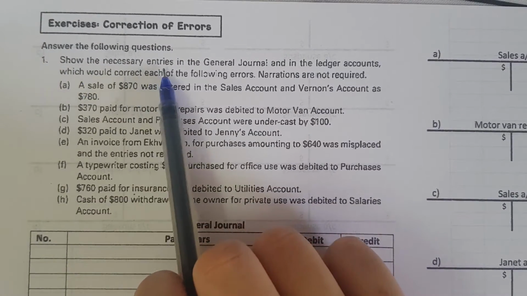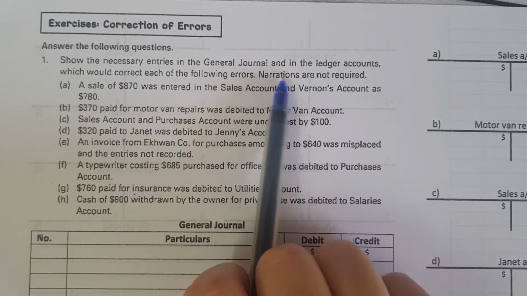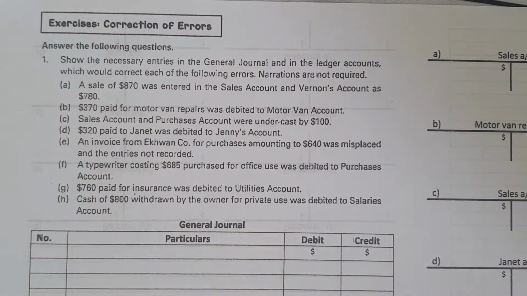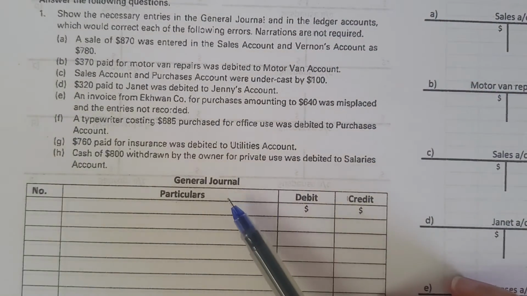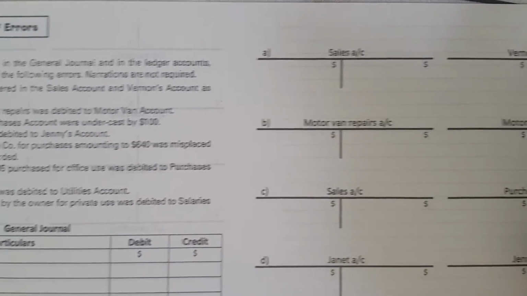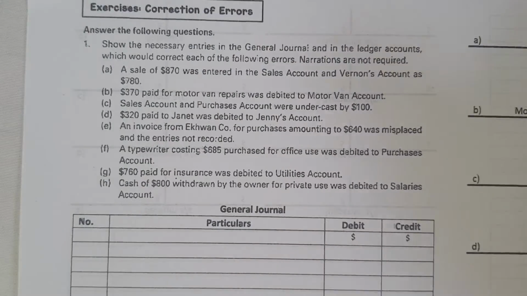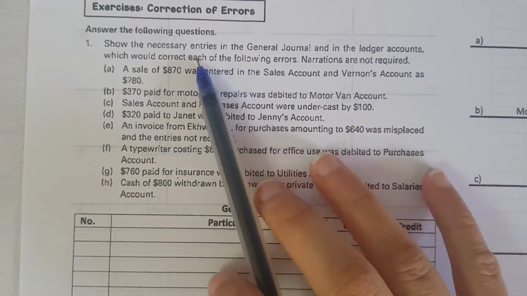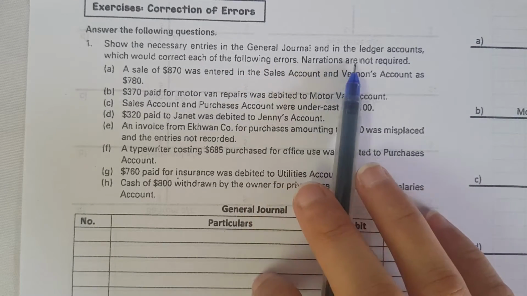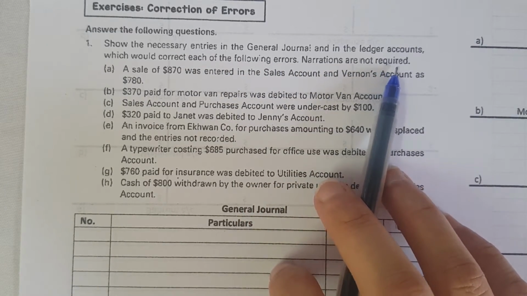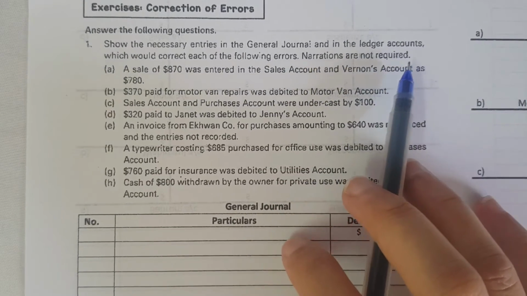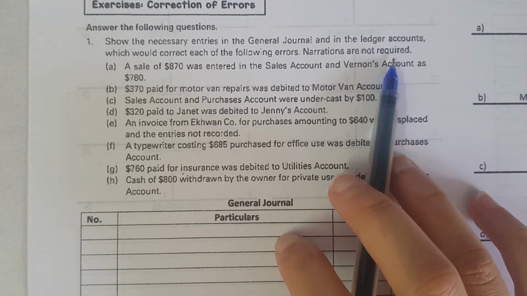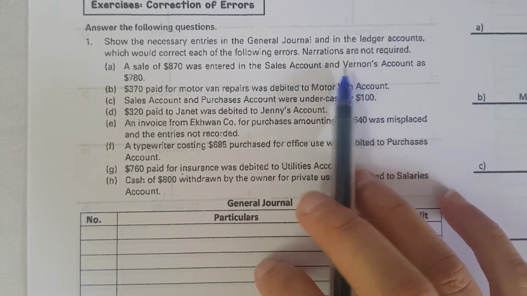Show the necessary entries in the general journal and in the ledger account. As we have already gone through, to correct the errors, we need to pass entries in the general journal, okay? So this is the general journal and these are the ledger accounts, okay? Which would correct each of the following errors. Narrations are not required. Over here, they specifically tell you that narrations are not required, so you don't have to write the narration. Otherwise, you would have to write the narration as always, okay?